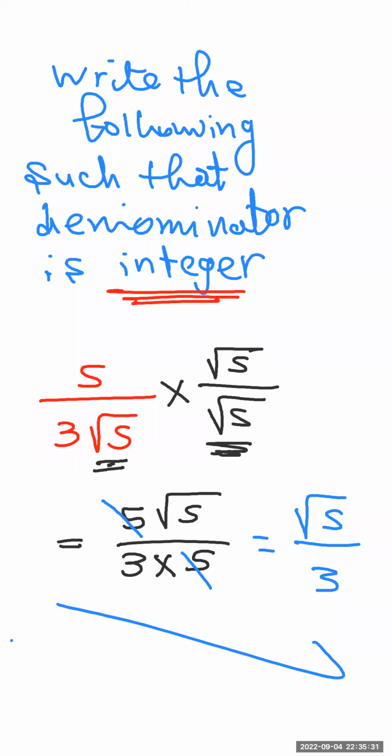Now, is this type of question clear, guys? Yes. If the denominator is a square root, simply multiply the number. If the denominator is square root of 7, multiply the number by square root of 7 over square root of 7. Okay? Okay.